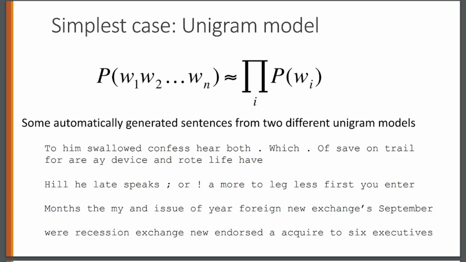Bigram means we are looking at two words at once. Unigram will mean, hey, let's just look at one word at a time, right? And let's see how that looks. So here we only have to ask ourselves, hey, how likely is "to" to occur in a sentence? How likely is "him"? How likely is "swallowed"? How likely is "confess"? How likely is "here"? How likely is "both"? Right?